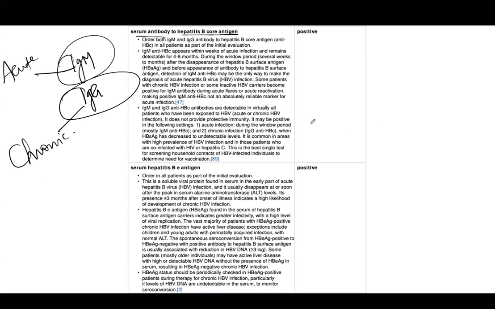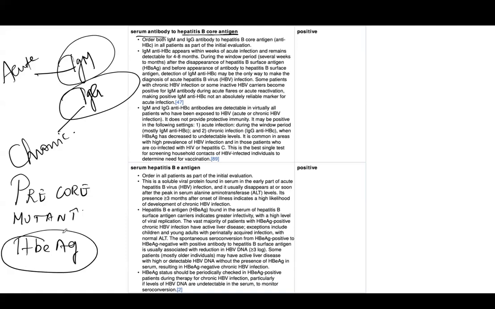And here I am going to introduce a term which all of you should know, called the pre-core mutant. What is a pre-core mutant? It's a mutation in the Hep B virus. It will not produce hepatitis E antigen. There won't be any HBeAg in case of a pre-core mutant, because this has been asked in an MRCP MCQ.